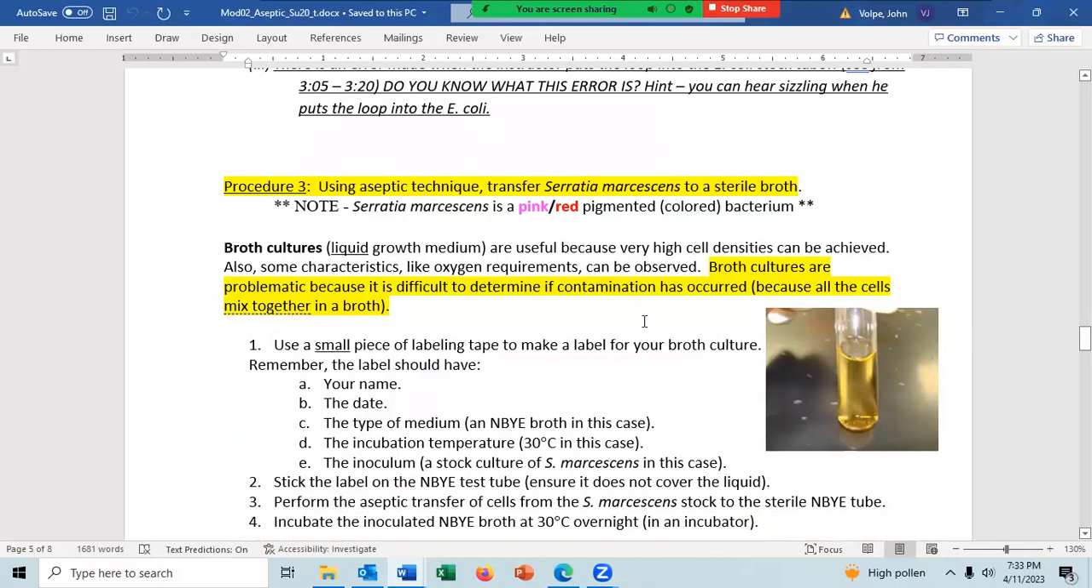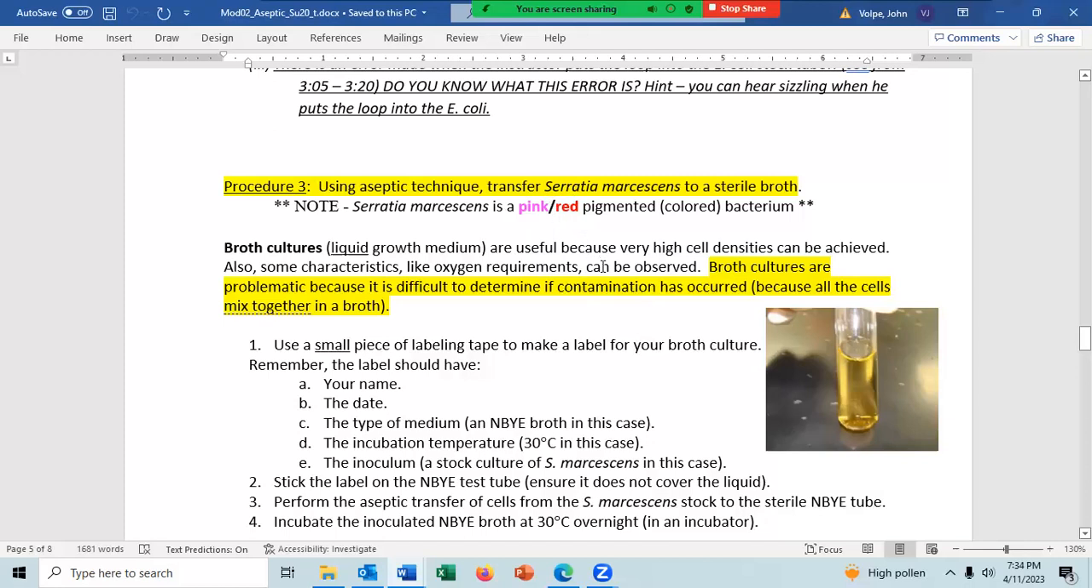So in procedure 3, you're using aseptic technique to transfer Serratia marcescens to a sterile broth culture. Serratia marcescens, when it grows in a liquid culture, is pink. When it grows on a solid culture, it is red. So this bacteria is pigmented.